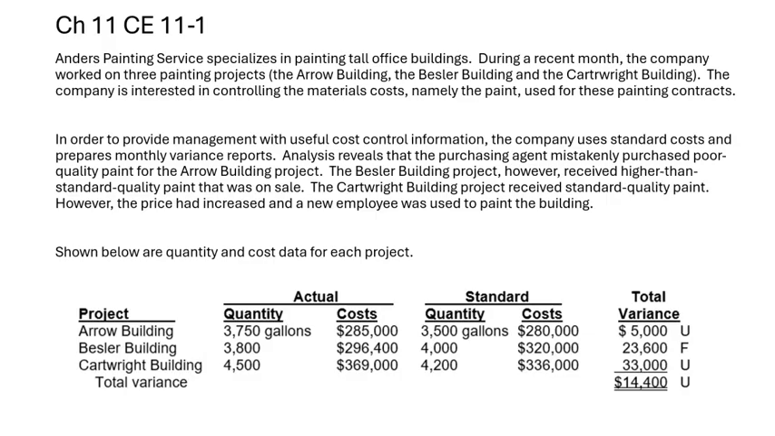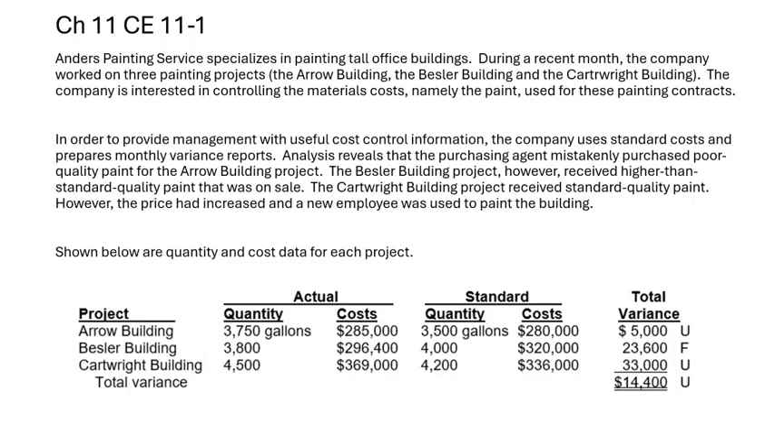Anders Painting Service specializes in painting tall office buildings. During a recent month, the company worked on 3 painting projects: the Arrow Building, the Bessler Building, and the Cartwright Building. The company is interested in controlling the materials costs, namely the paint used for these painting contracts. In order to provide management with useful cost control information, the company uses standard costs and prepares monthly variance reports.